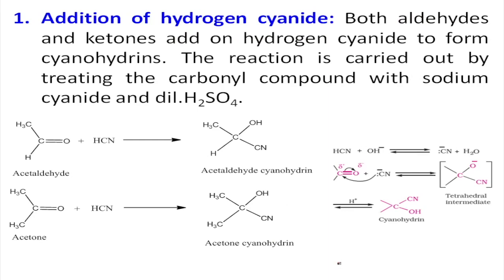Number one, addition of hydrogen cyanide. Both aldehydes and ketones add on hydrogen cyanide to form cyanohydrins. The reaction is carried out by treating the carbonyl compound with sodium cyanide and dilute sulfuric acid. So acetaldehyde and acetone react with hydrogen cyanide to give acetaldehyde cyanohydrin and acetone cyanohydrin. So, the mechanism.